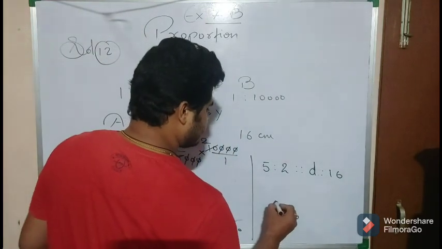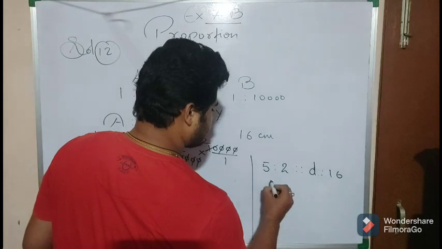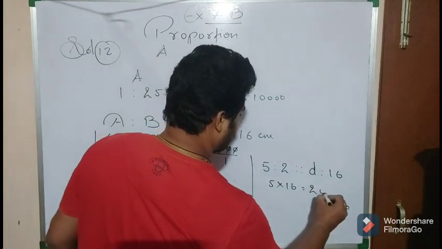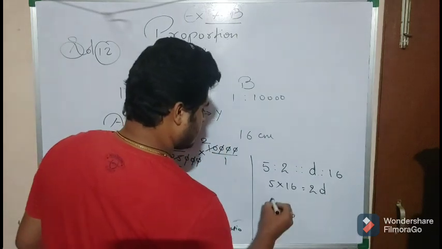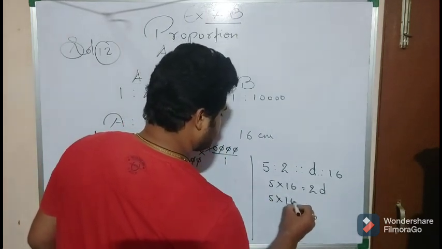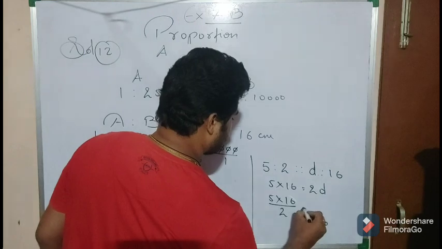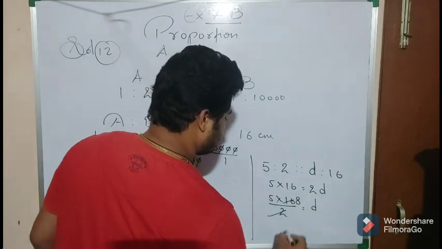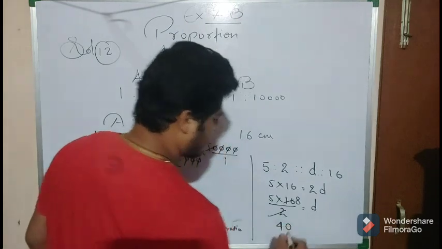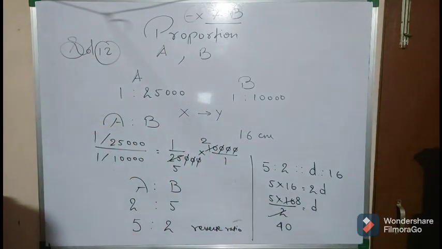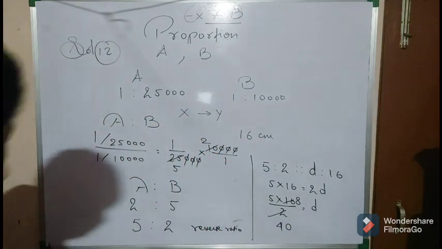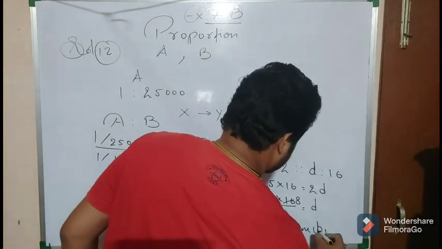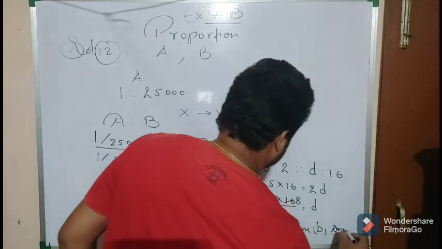So we can say that product of extremes is equal to product of means. So 5 into 16 is equal to 2 into D. That is, 5 into 16 upon 2 is equal to D. 2 8s are 16, 8 5s are 40. So 40 centimeter. That is option B is correct.